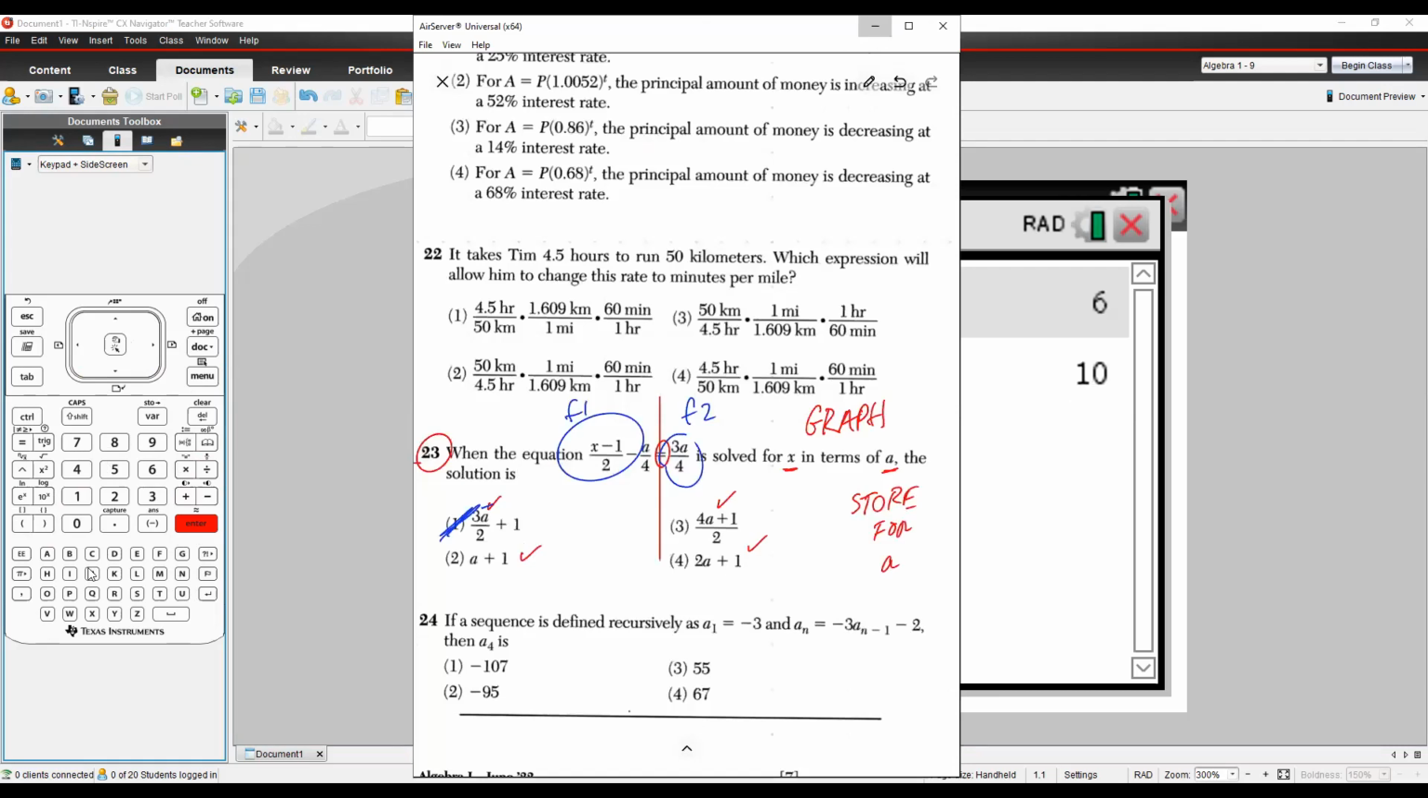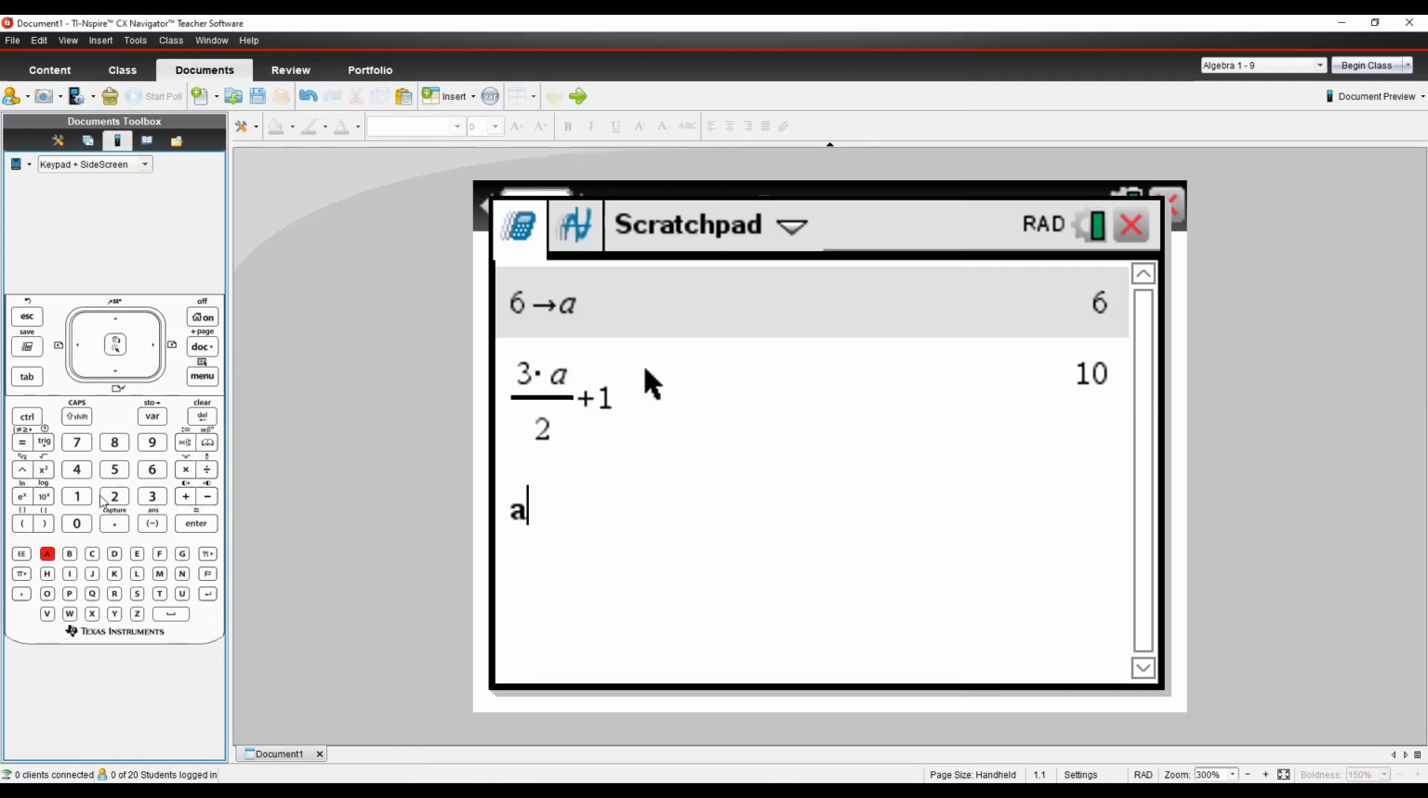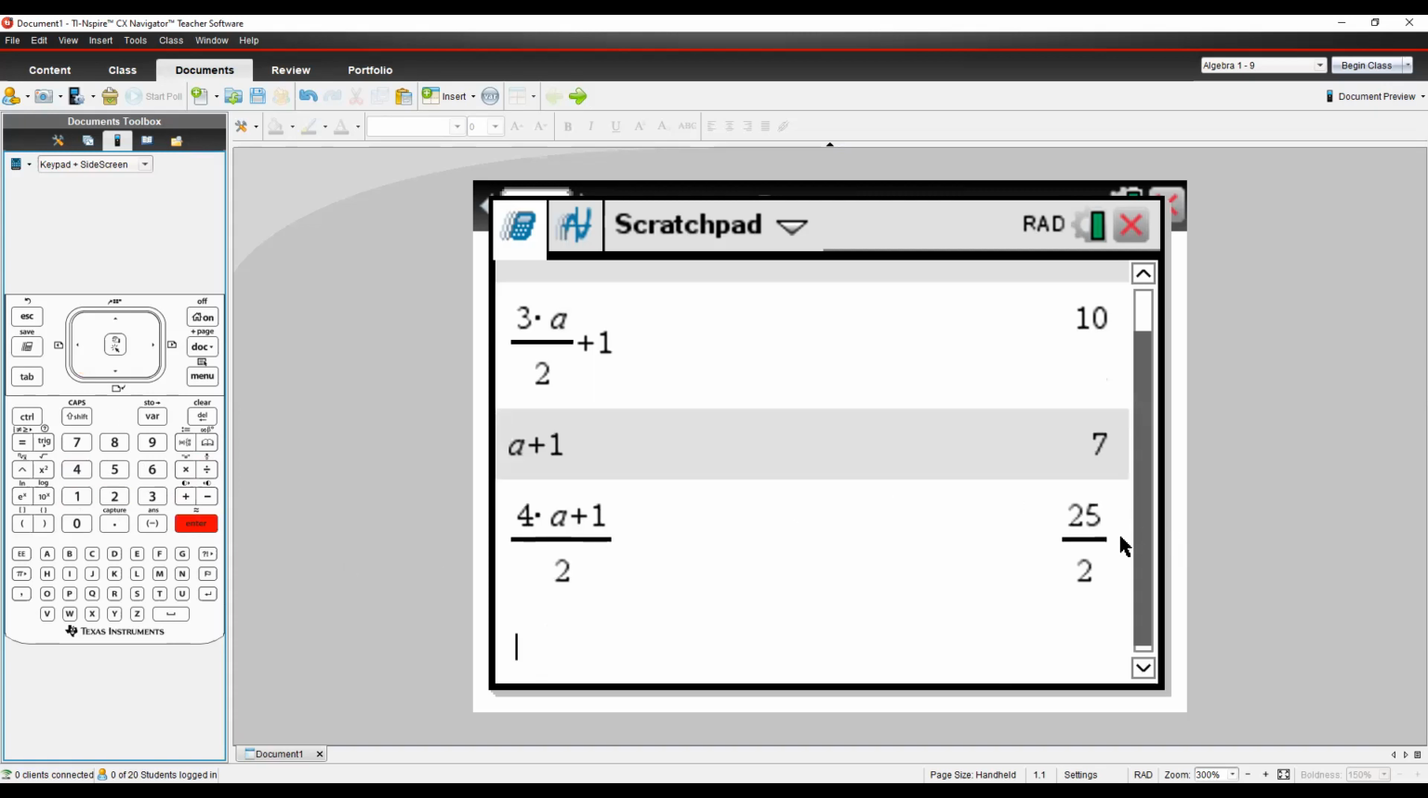I'm just going to do A plus 1. A plus 1. Is that the answer? No. All right. So I cross off number 2. Now I'm going to do number 3. It's going to be control divide. It's going to be 4A plus 1 over 2. And then I press enter. And that gives me 25 over 2. Is that the answer? No.